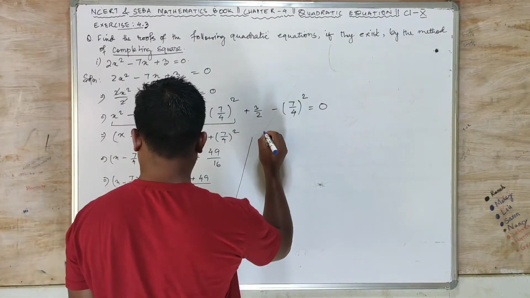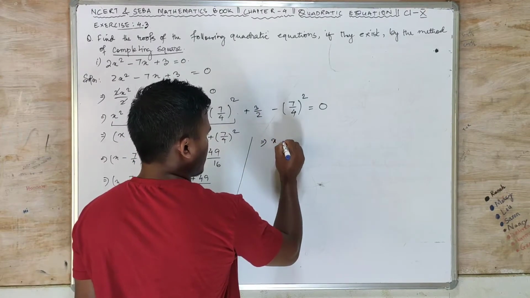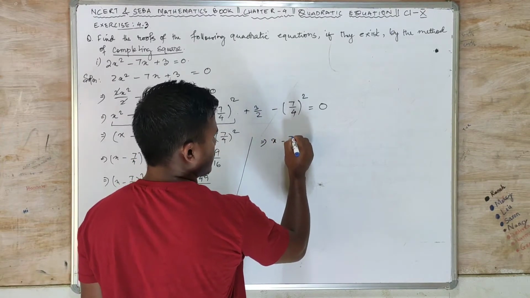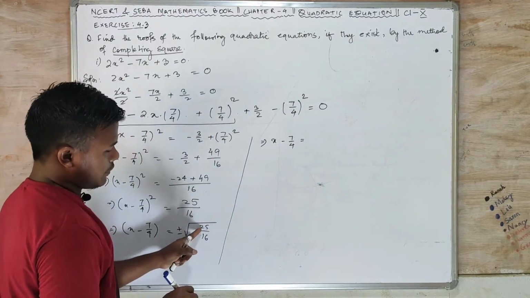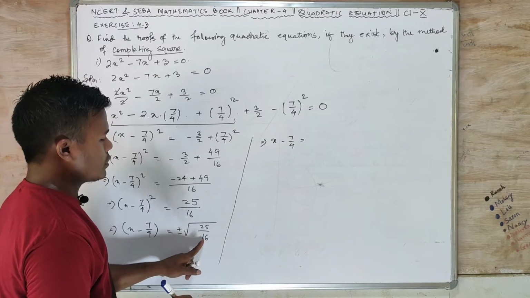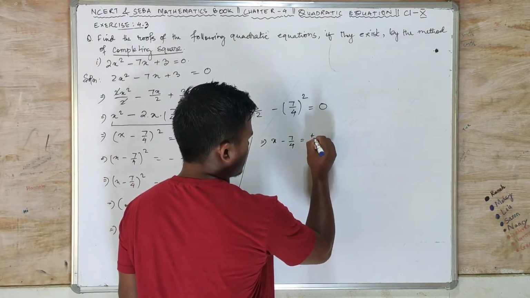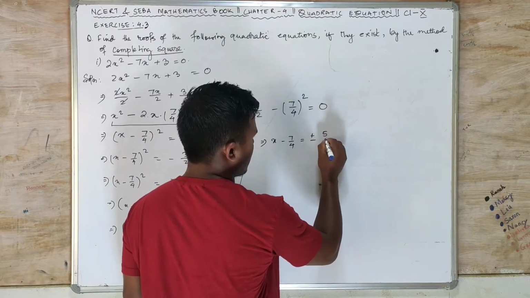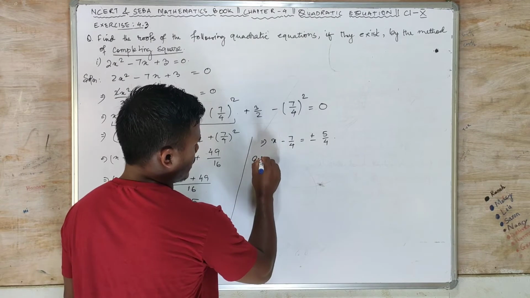Then x minus 7 by 4 plus minus 25 is how many square? 5 square. 16 is how many square? 4 square. You can write it 5 by 4 plus minus 5 by 4. So you can do now either or.